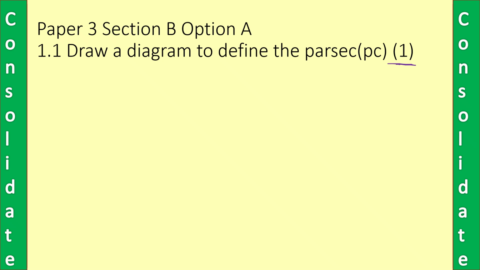We're only getting 1 mark for this, for drawing a diagram. There we go. A parsec is a distance, so it's a big distance in space. It's equal to 3.26 light years. That is on your formula sheet. But what you need to do here is define how do we come up with this distance. So this distance is related to parallax, the parallax angle.